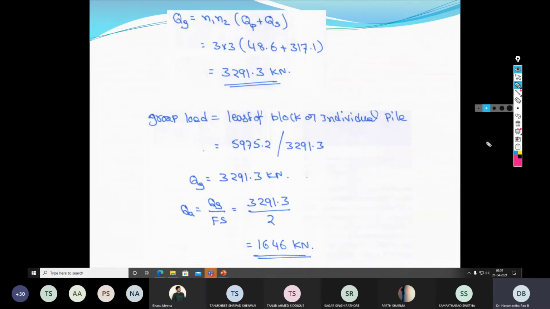Sir, if the problem is given for the alpha method or lambda method, then also we need to calculate skin friction for a group pile like this one, sir. Yes, exactly. In fact, the previous sum is the same thing, na? In the last class, if you recall, that is the alpha method.